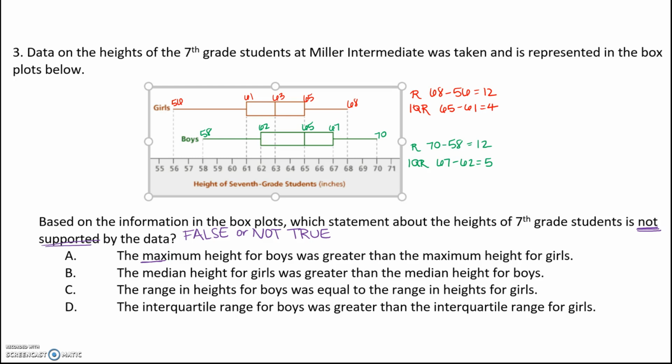B says the median height for girls was greater than the median height for boys. So median is middle. Median, middle. Oops, now I can't spell. Okay. C says the range in heights for boys was equal to the range in heights for girls. And then D says the interquartile range for boys was greater than the interquartile range for girls. So don't forget, interquartile range was our box, and we already calculated that.